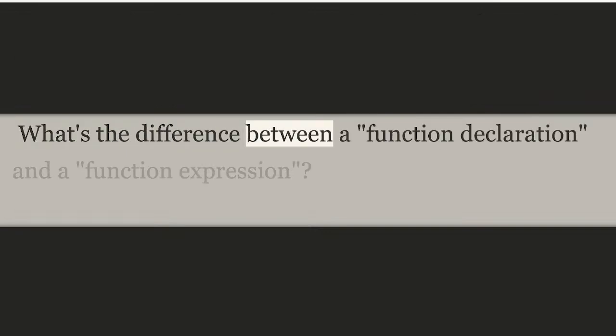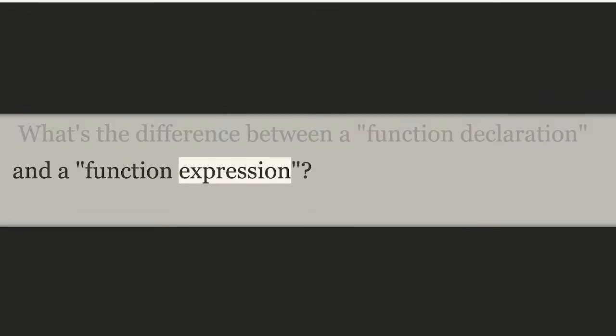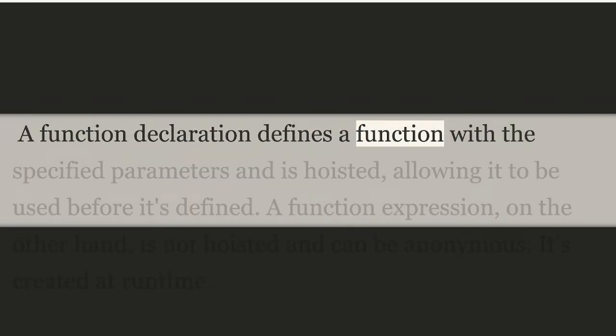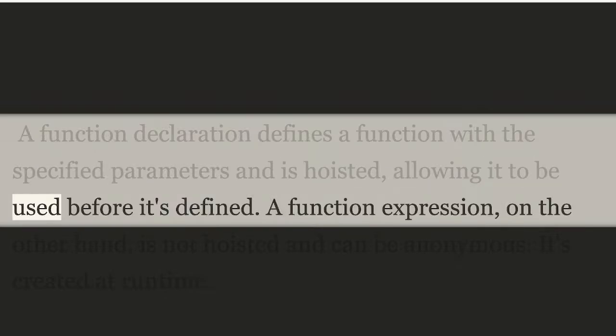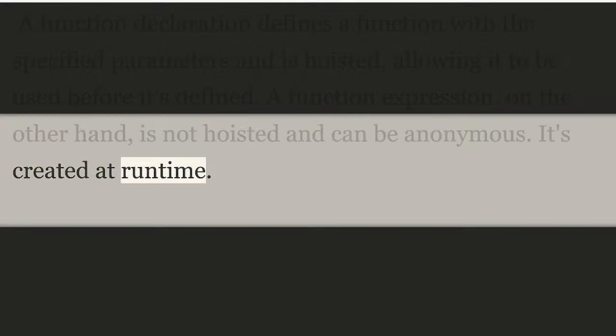What's the difference between a function declaration and a function expression? A function declaration defines a function with the specified parameters and is hoisted, allowing it to be used before it's defined. A function expression, on the other hand, is not hoisted and can be anonymous. It's created at runtime.